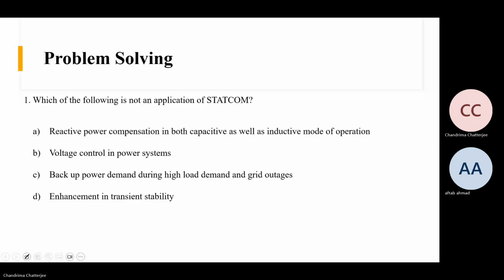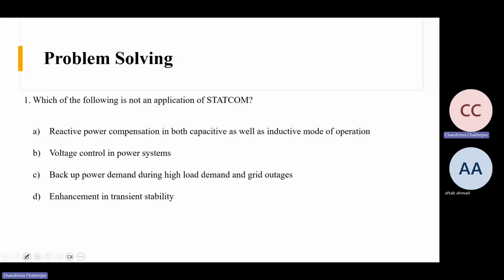First question is, which of the following is not an application of STATCOM? The first option is reactive power compensation, both capacitive as well as inductive mode of operation. This is obviously an application. Voltage controlling power systems. This is also an application because STATCOM is used to control the system voltage, right? The third option is backup power demand during high load demand and grid outages. And the fourth option is enhancement in transient stability.